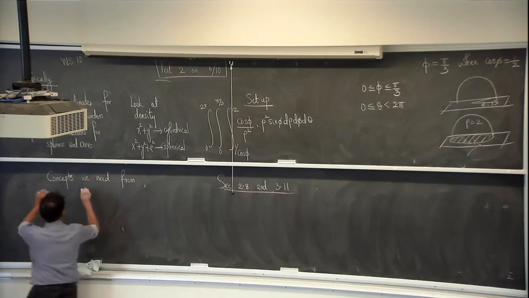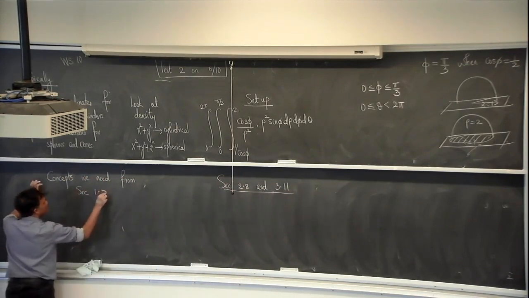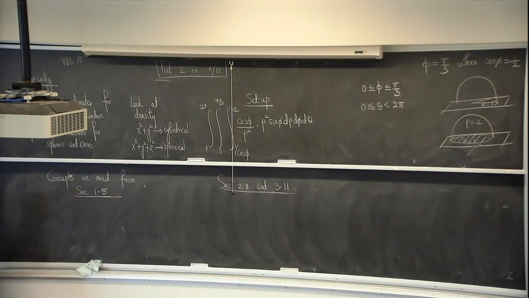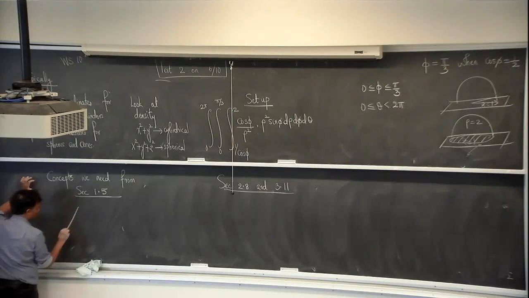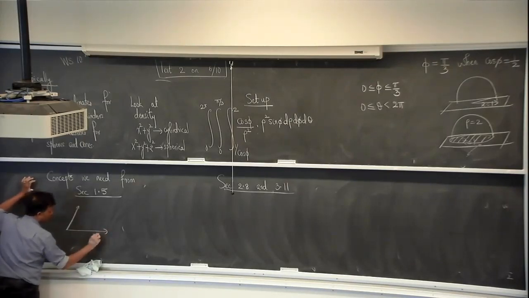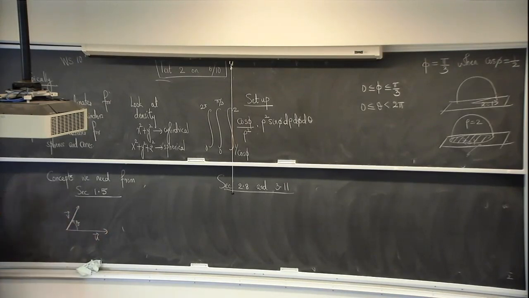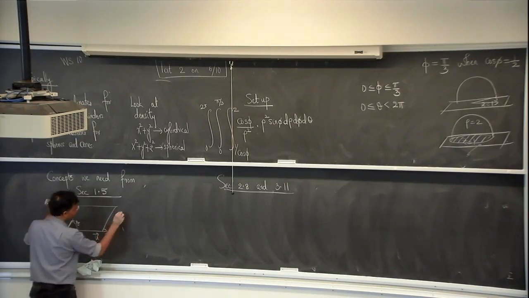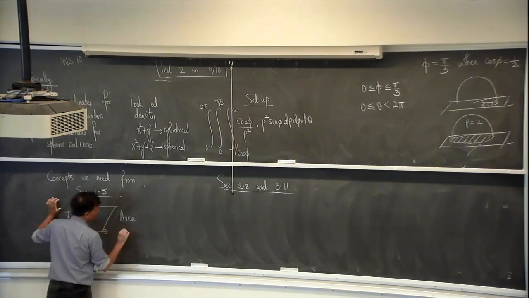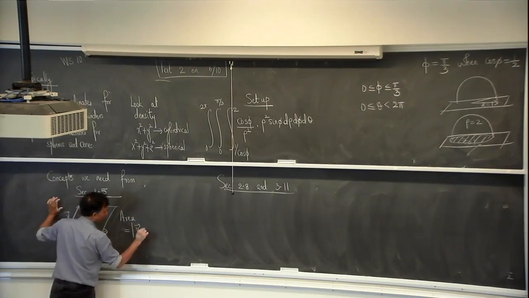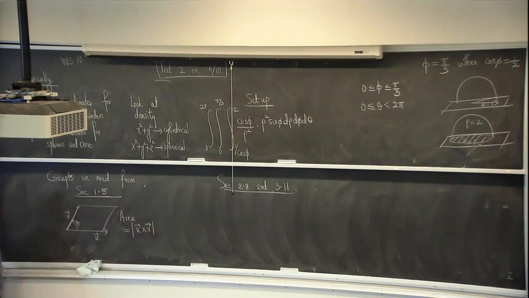So the concepts we need from section 1.5. That's when we first talked about, and probably the last time, the cross product of two vectors. We have two vectors, u and v, with an angle theta between those two. The area of this parallelogram is given by the magnitude of u cross v. That's something we have seen, I don't know, 4 weeks ago. Since it's summer, I can kind of look back quickly instead of a regular semester. Okay.